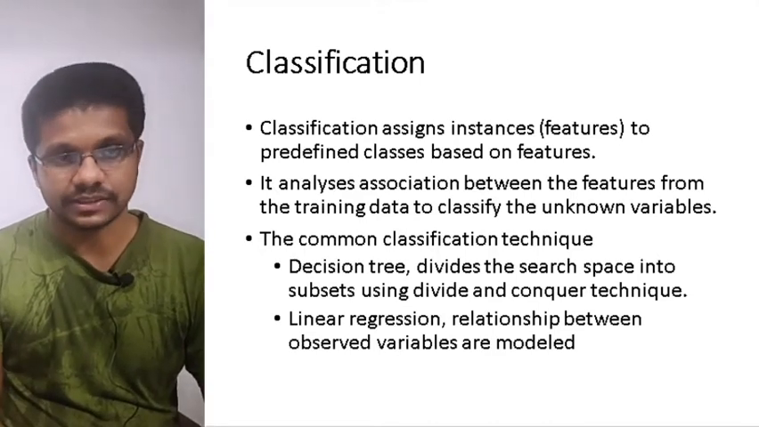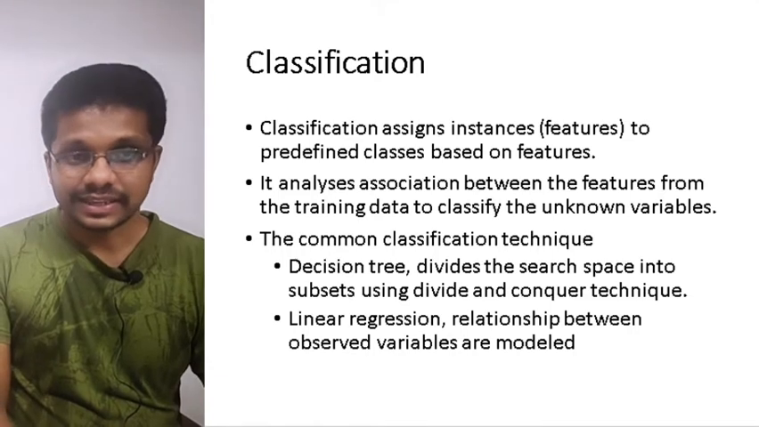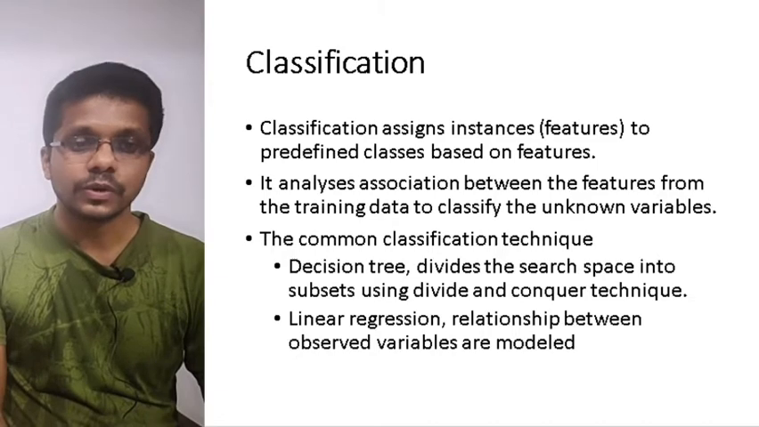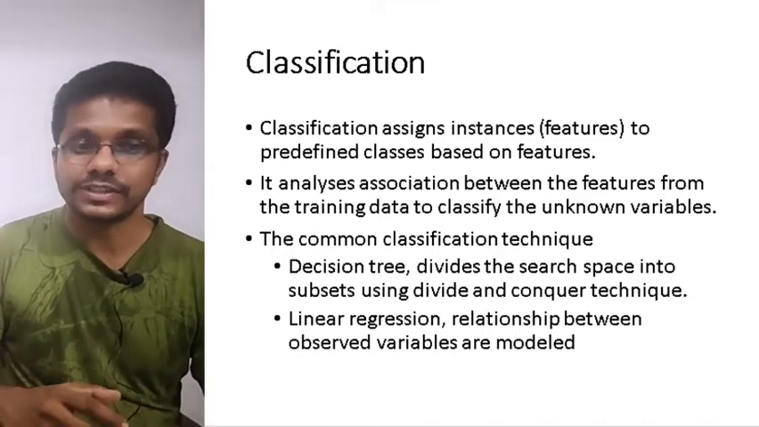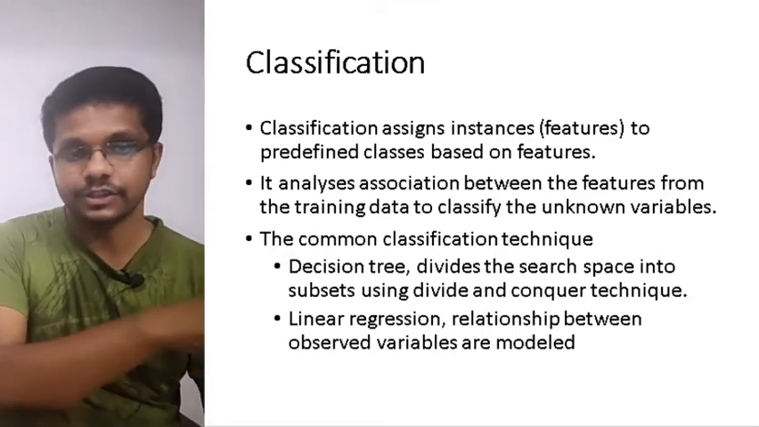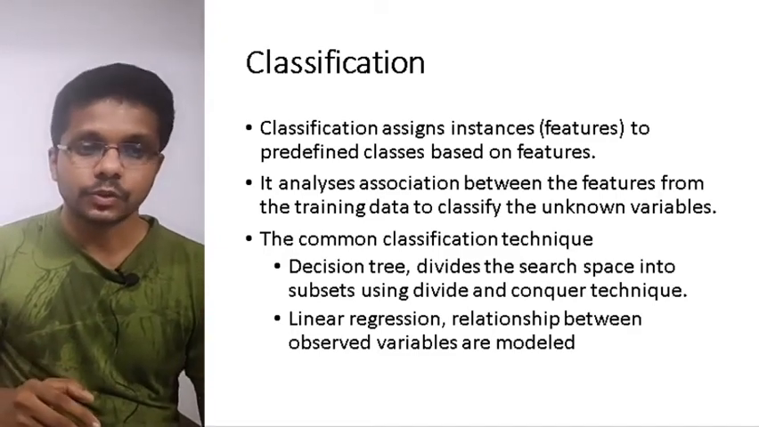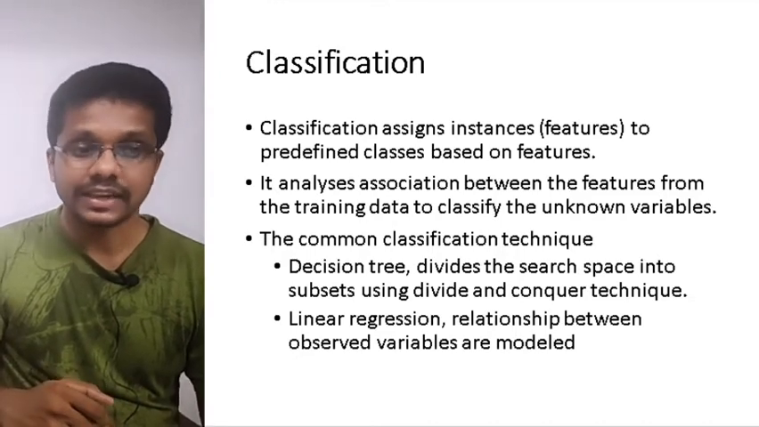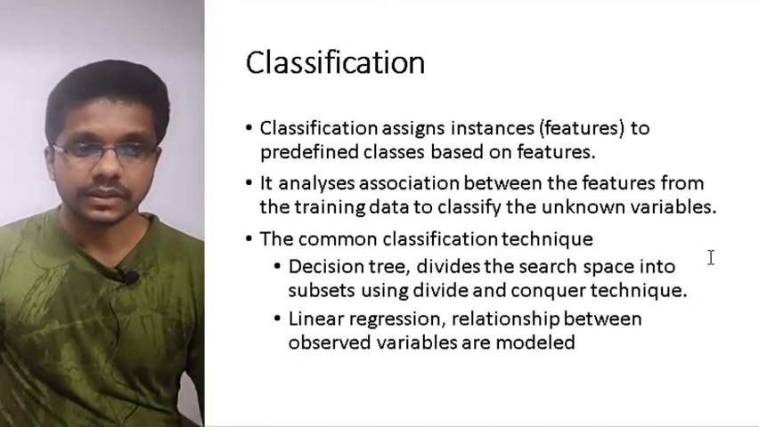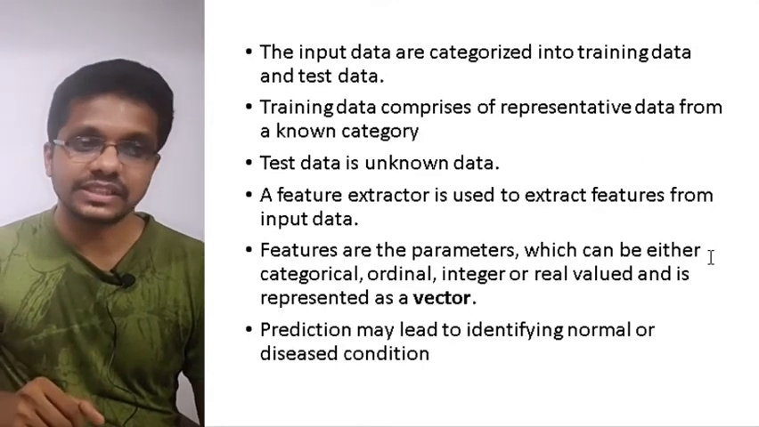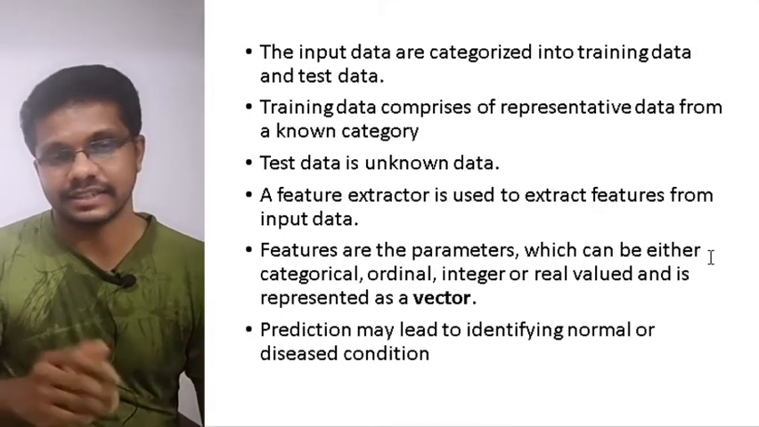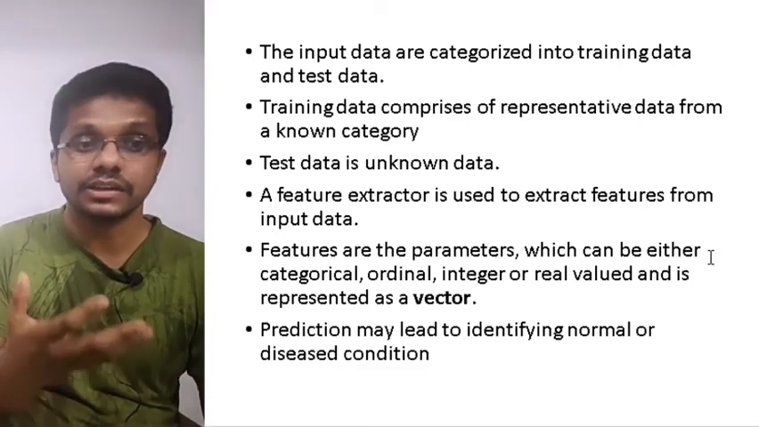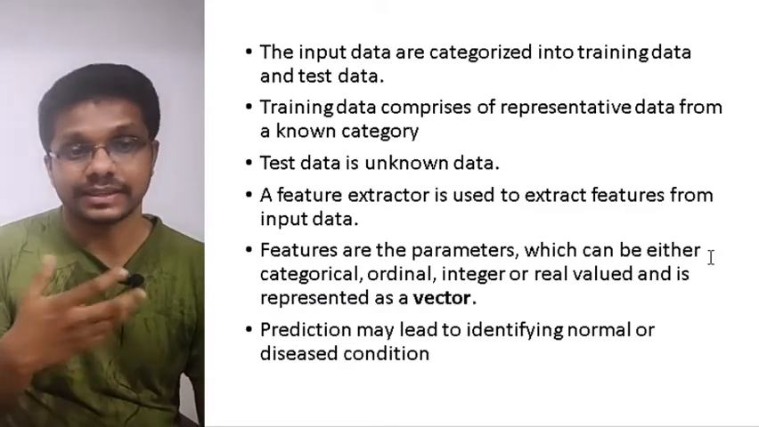First one is classification. Classification assigns data to predefined classes based on its features. It analyzes the association between the features from the training data and uses it to classify the unknown variable. There are different techniques which can be used for classification, which include decision tree and linear regression. In all of these classification techniques, we have training data and test data. The training data comprises representative data of a known category. The test data is of an unknown category.